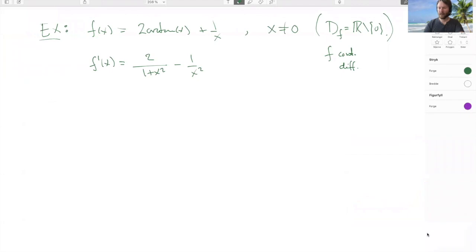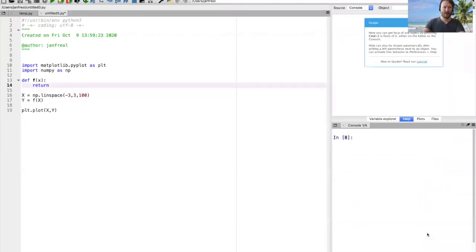So before we do anything, let's make a computer plot of this function. It feels kind of silly to use these ancient graph sketching techniques when we have computers these days. So what did we have? We had 2 times np.arctan of x plus 1 over x.